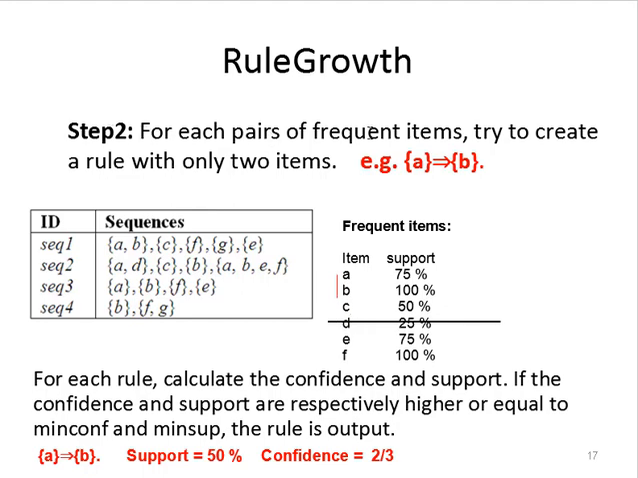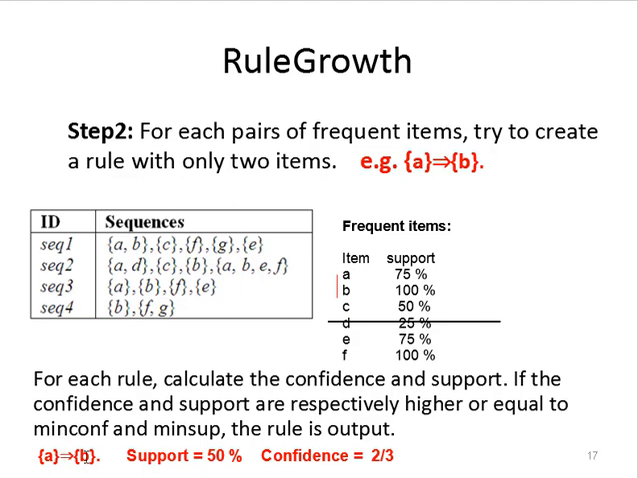We take all pairs of frequent items to create the rules with two items. So we have A, B, C, E, F left. We combine A with B to make A followed by B, or B followed by A. Then we combine A with C: A followed by C, C followed by A; then E: A followed by E, E followed by A; F: A followed by F, F followed by A. So we make all the rules that have two items.